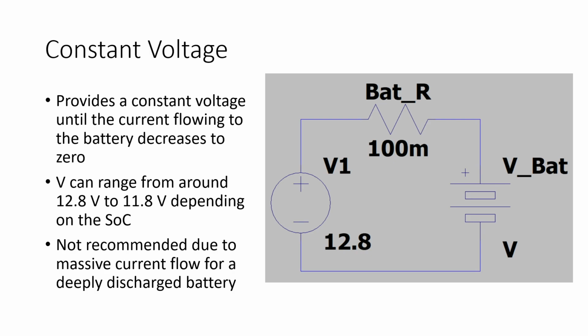So let's do some quick mental math on Ohm's law. I know we can all handle that. At 12.8 volts on the battery and 12.8 volts on V1, there is 0 voltage difference across a resistor.